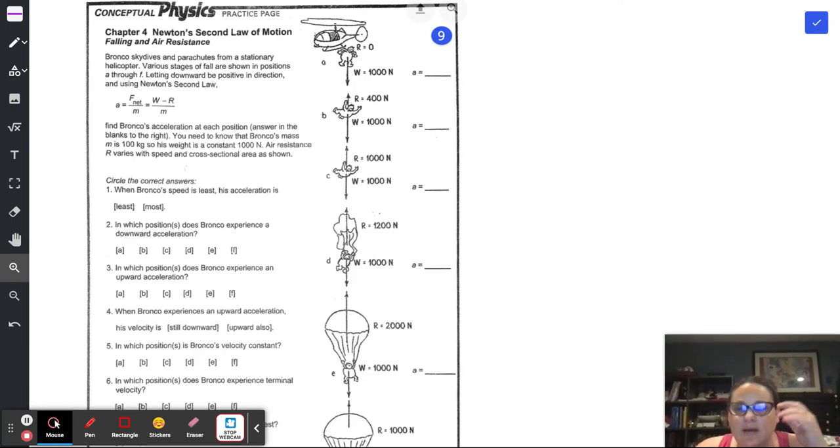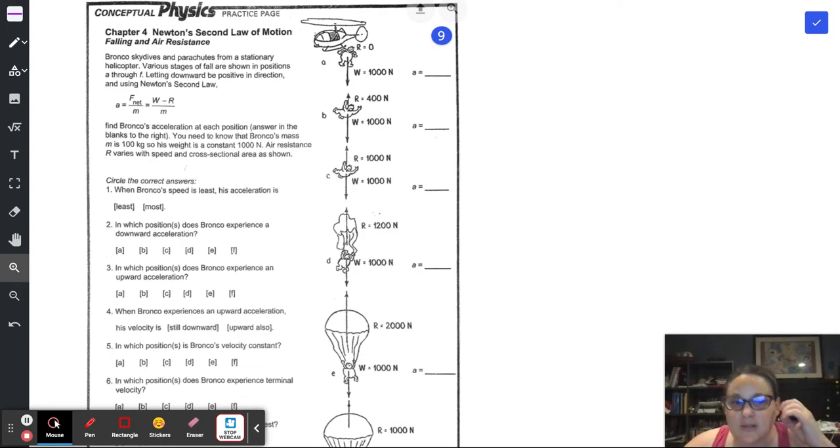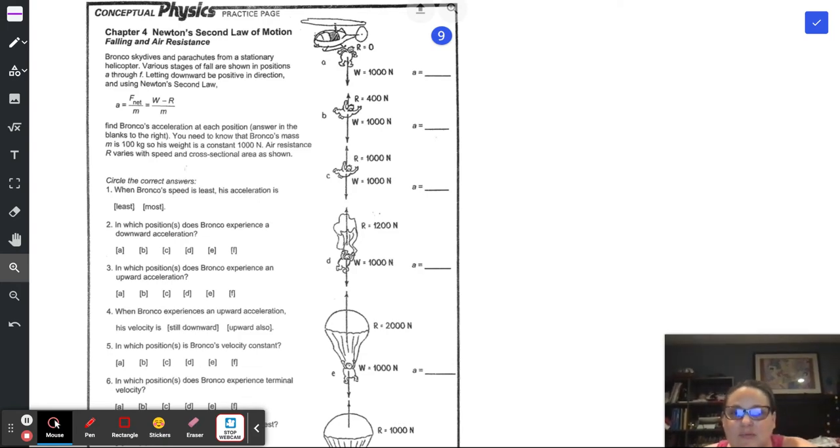Hello, everybody. This will be our final lesson for Chapter 4, Newton's second law. This is on falling and air resistance, which is non-free fall. So it is non-free fall when it is normal falling, and it is free fall when it is only gravity and no air resistance. So this is going to be normal, non-free fall, which is normal falling.